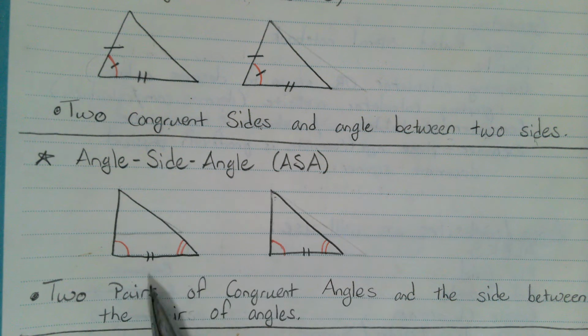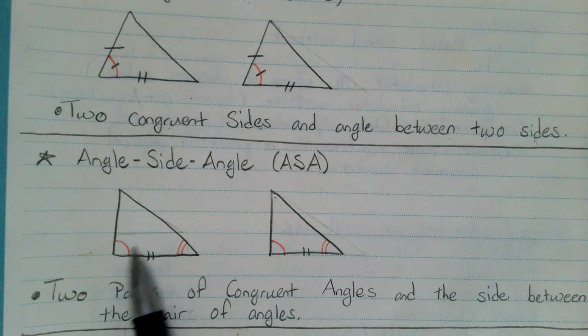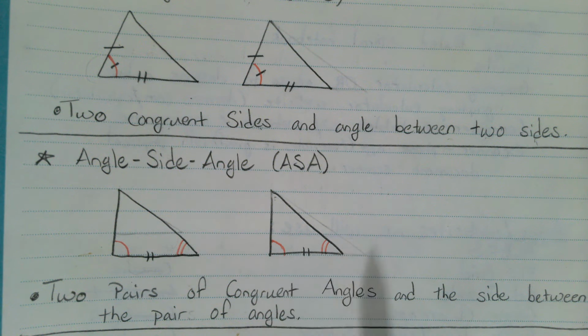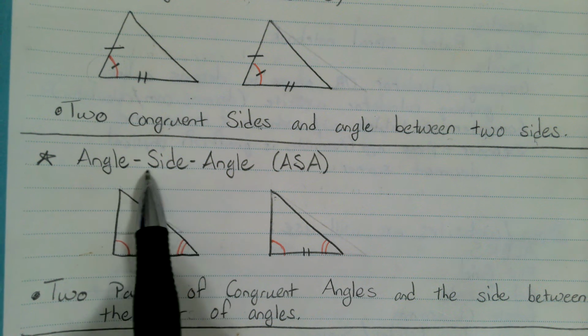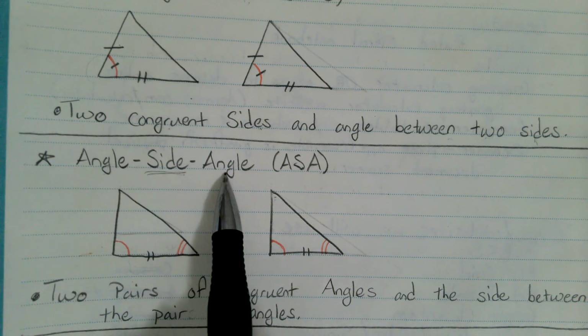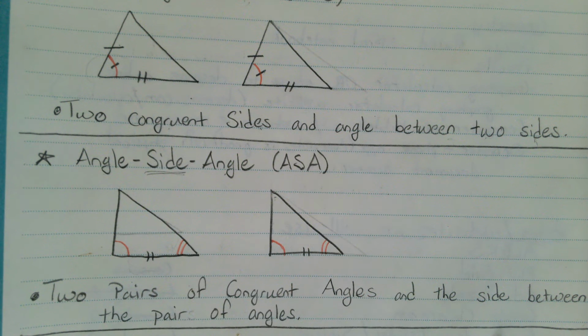All right, so to watch for this one, these 2 triangles have the side that is between the 2 congruent angles. So you see how the side in the title is between the 2 angles? That's a good way to remember this. Okay, so go ahead and copy this down into your notes.